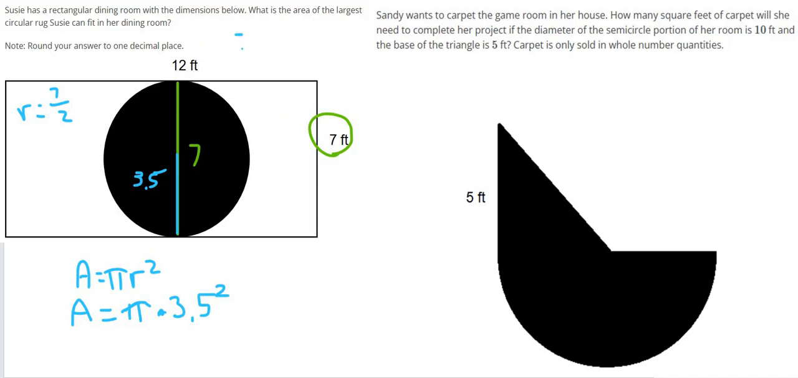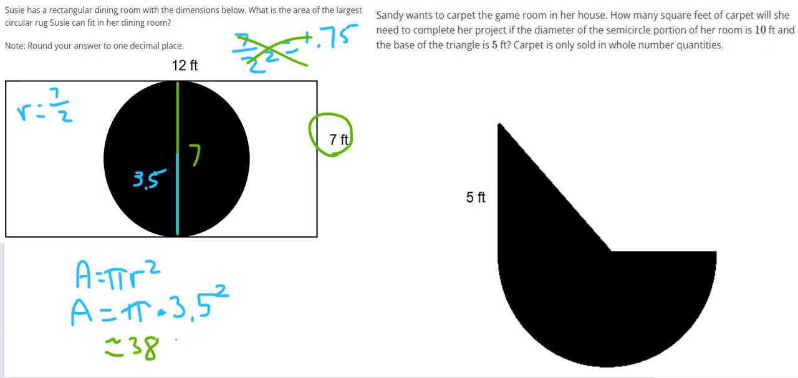And also because if you're kind of careless and you type in 7 divided by 2 squared like this, you're going to get 7 over 4 or 1.75, which we don't want to do. So that's why I have the 3.5 in there. You would have to do 7 squared over 2 squared. But 3.5 squared times pi is about 38.48.